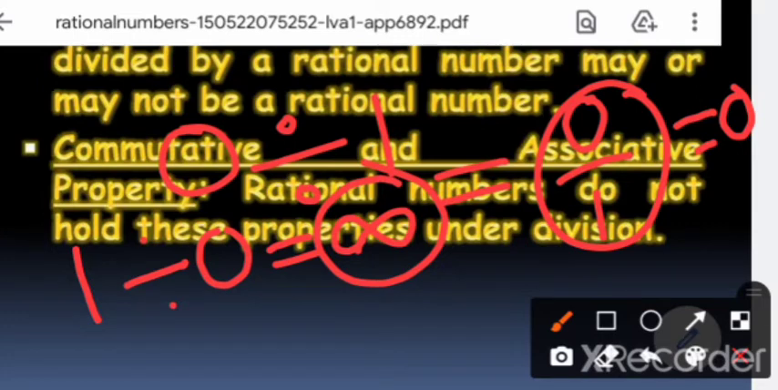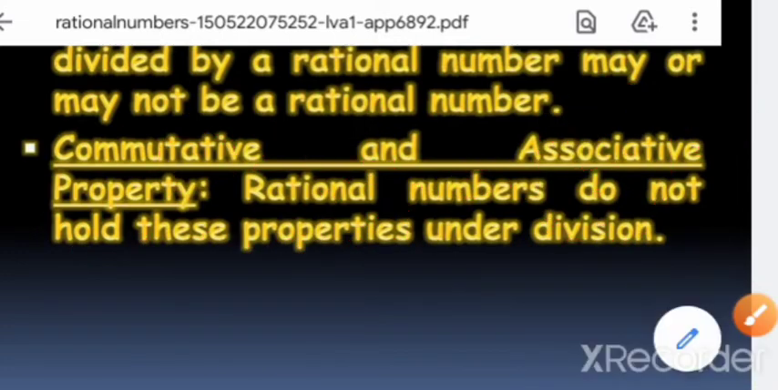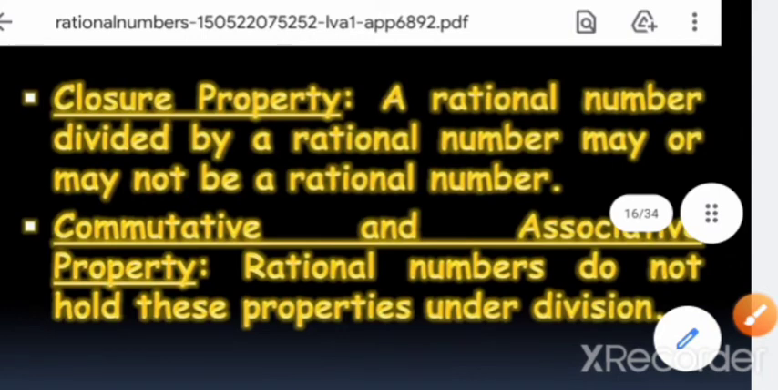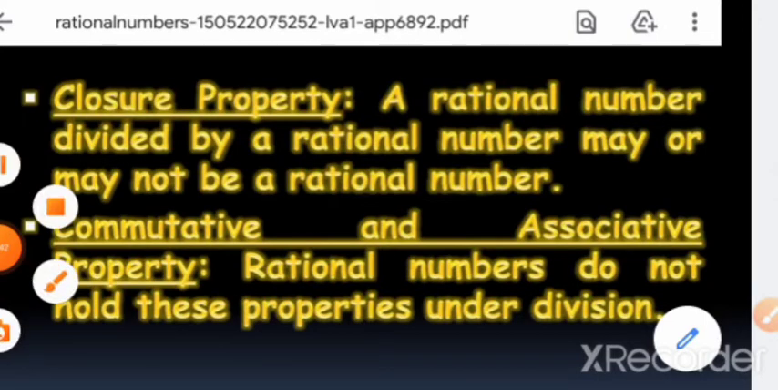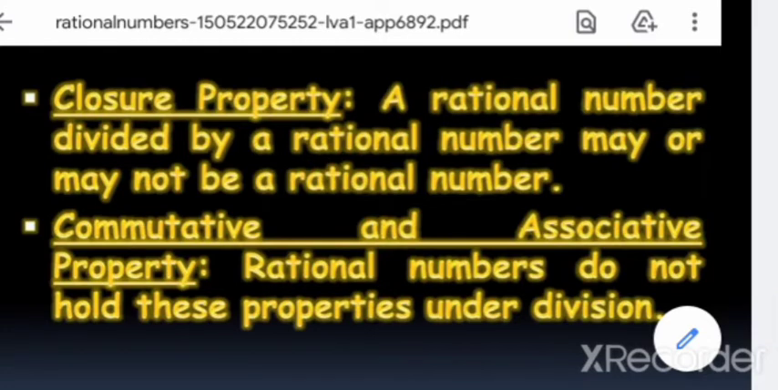So in many examples, the result may or may not be rational. So sometimes the number will be rational, sometimes not. That is why it is said that the closure property is not fulfilled for division, because the division of two rational numbers is not always a rational number.